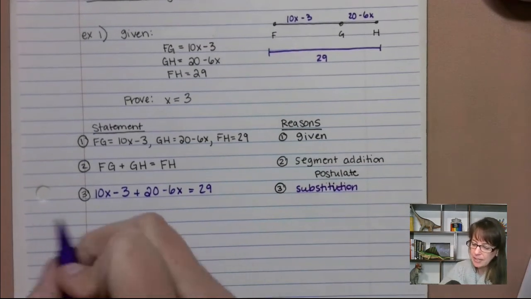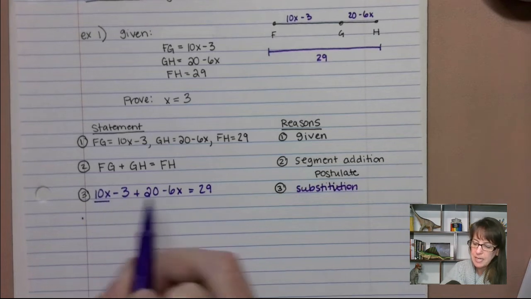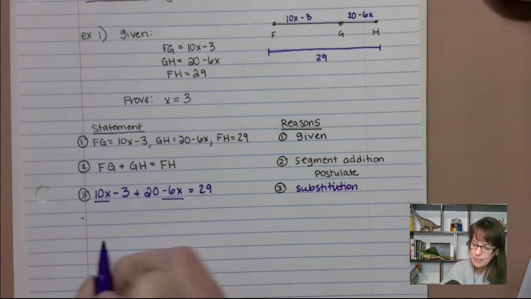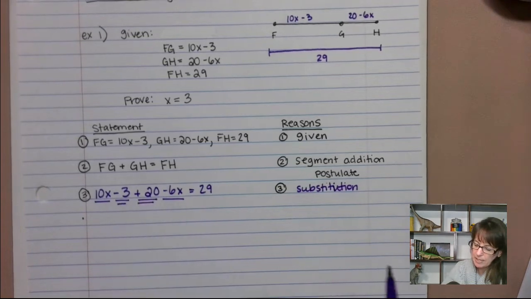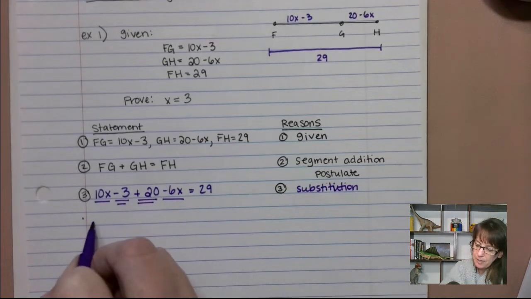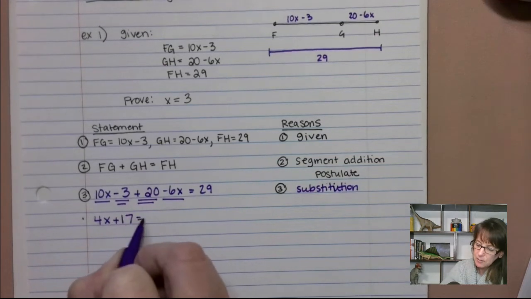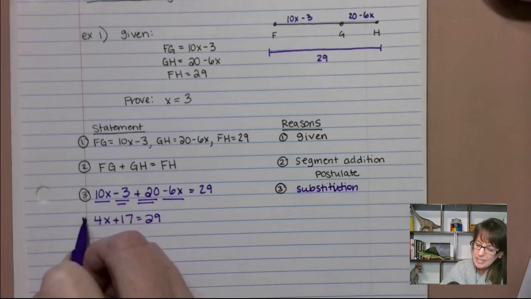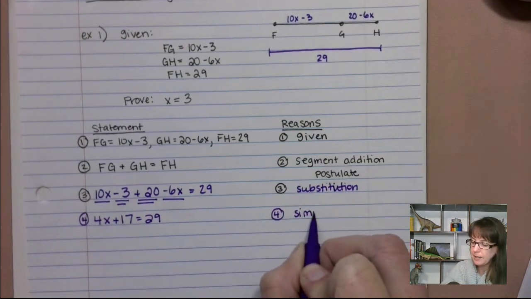So now our next step in this would be to combine some like terms. And it looks like we can do 10x and negative 6x. So that's going to give us 4x. And then we do negative 3 and positive 20. So we have 4x plus 17 equals 29. All we did here was simplify. So for number 4, all we did was simplify.